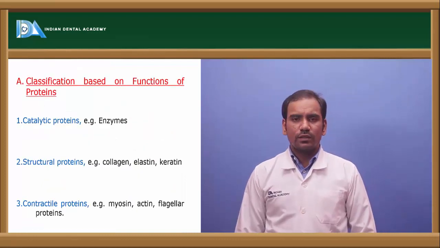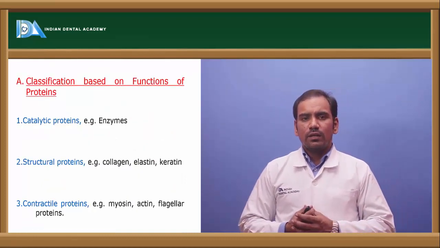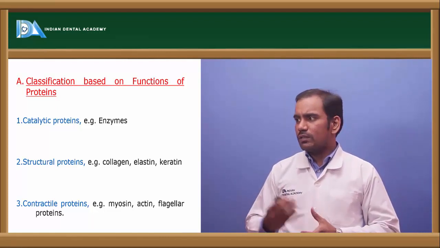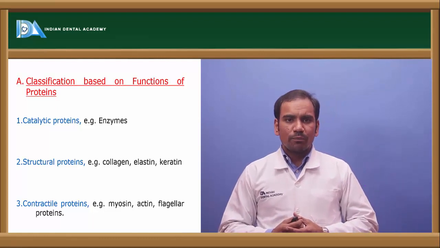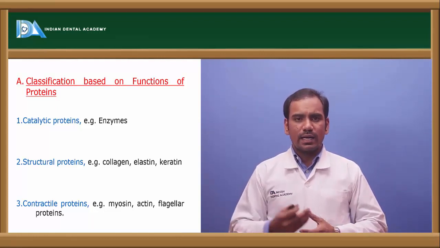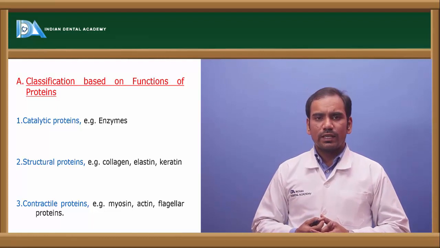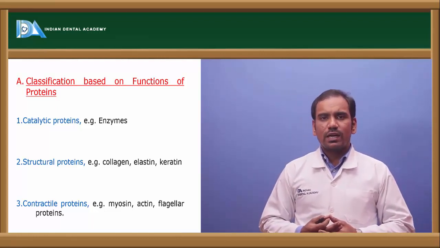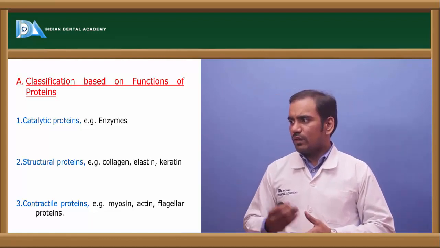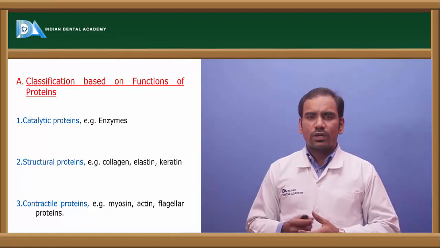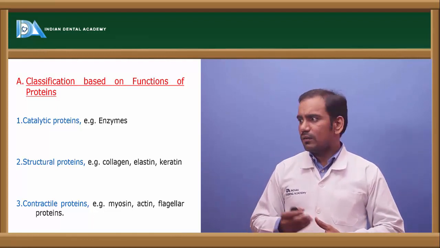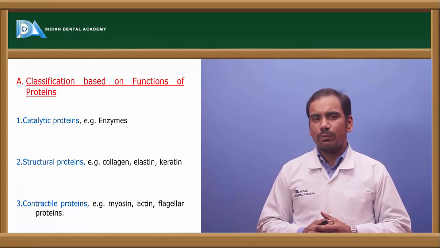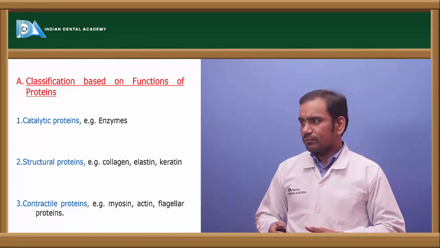Coming to classification of proteins based on their function. So each protein has a different function. Based on that function, we can classify proteins like catalytic proteins, means those help in catalyzing the reactions. Enzymes. So enzymes are the catalytic proteins and contractile proteins, which are involved in the contraction, like actin and myosin. Structural proteins like collagen, elastin and keratin. So the most abundant protein in our body, collagen, is a type of structural protein.